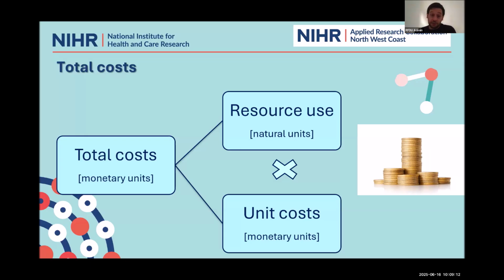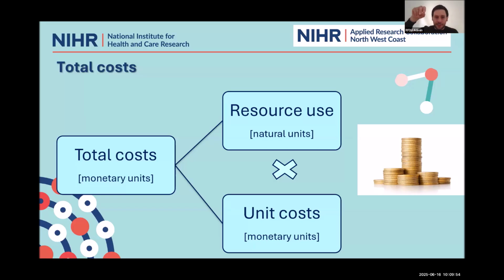Now, to obtain total cost, we need to monetize this amount, and the way we do that is by considering, okay, what is the cost of 1 medication? What is the cost of 1 session of therapy with, for example, a physiotherapist? What is the cost of a 10-minute consultation with a GP? And that's your unit cost, okay? So that's going to be expressed in monetary units, and when you multiply the resource use by the unit cost, you obtain a total cost for a specific resource. So 3 medications, for example, and you know that 1 medication might cost 50p. Total cost of medication will be £1.50, for example.